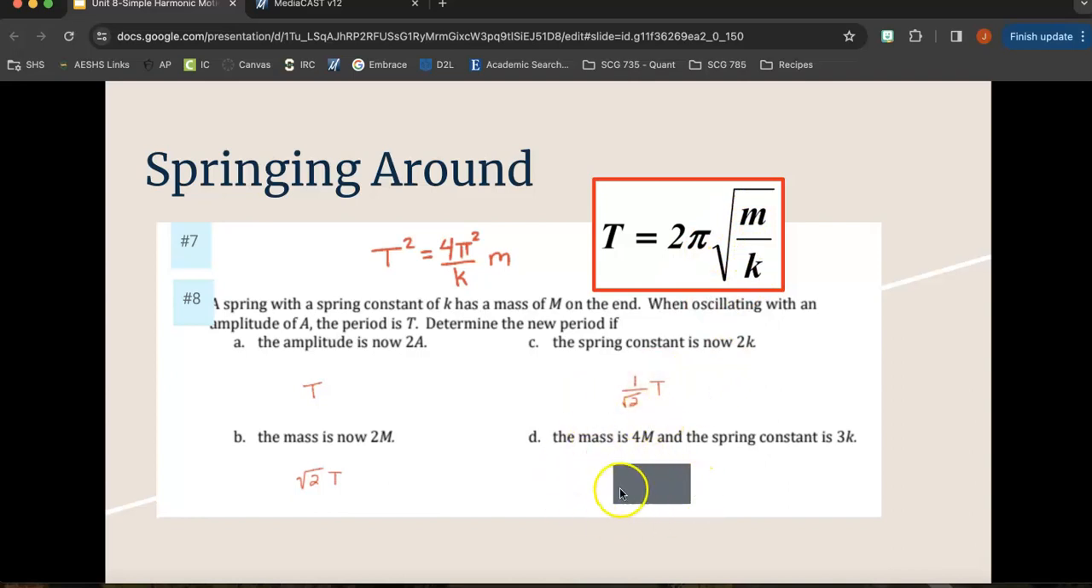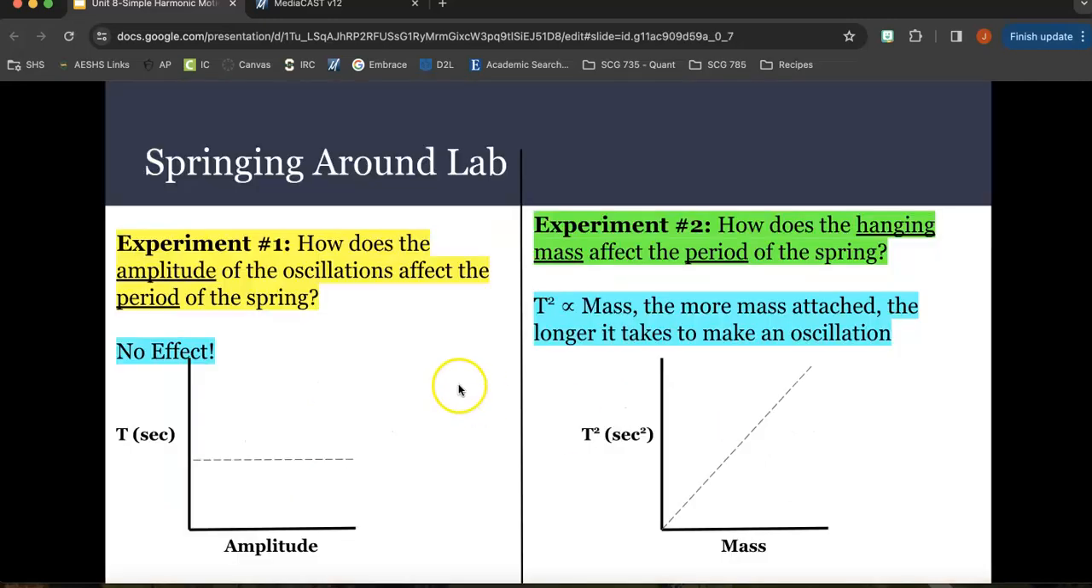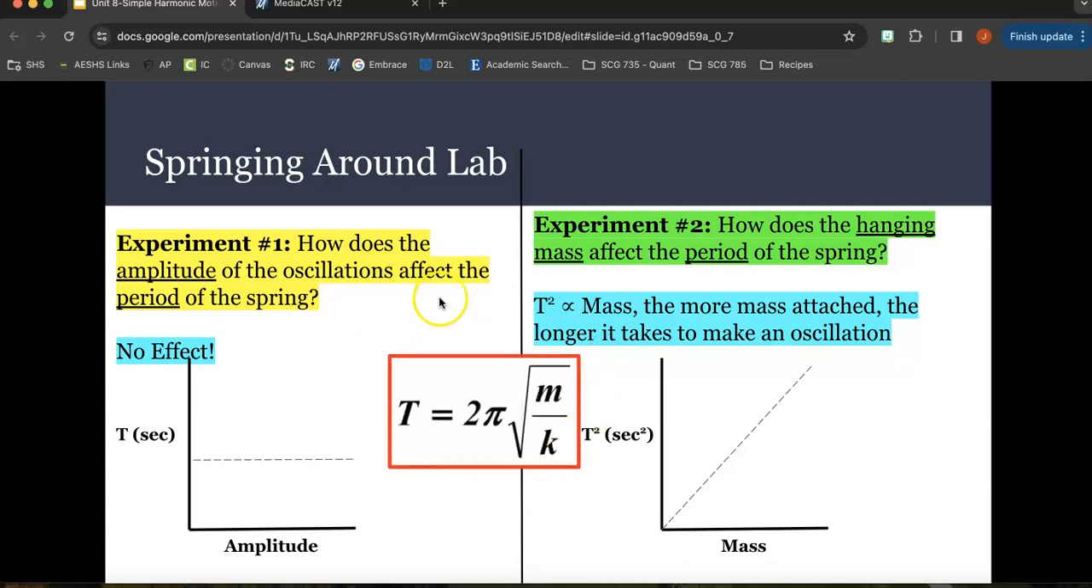And then this, both mass and spring constant are changing. So 2 pi still doesn't change, but we get 4m over 3k. And so that's the square root of 4/3 times T. All right, this is just kind of a summary. So amplitude has no effect on the period. Period and mass do have a relationship. And that relationship is mathematically reflected by this equation.